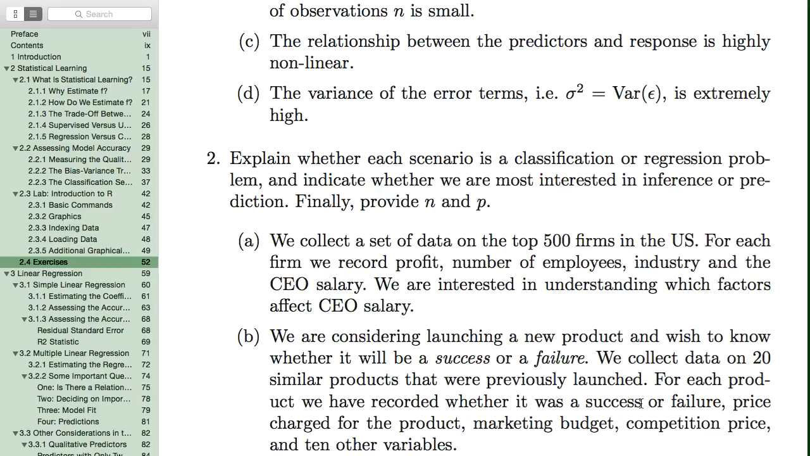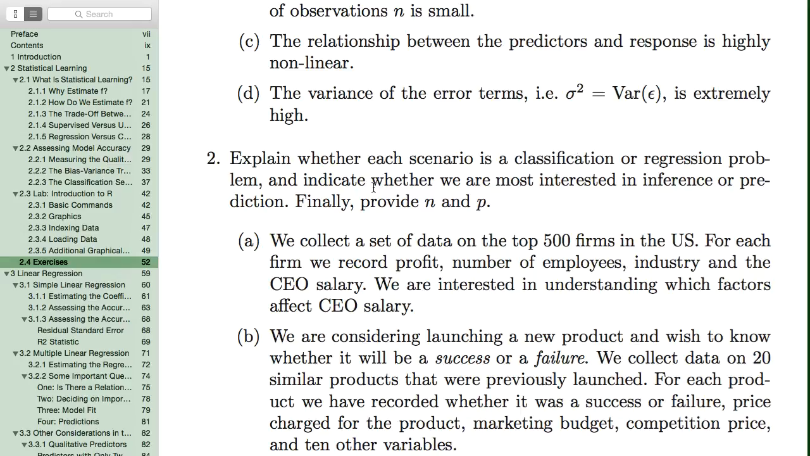So that's a total of 14 variables? Oh, wait a minute. Now that's 14 including, so let's see, price, marketing budget. Okay, 13. So P is equal to 13. The 14th is whether it was a success or failure. The 14th is the outcome. So P equals 13 in this case. N equals 20.